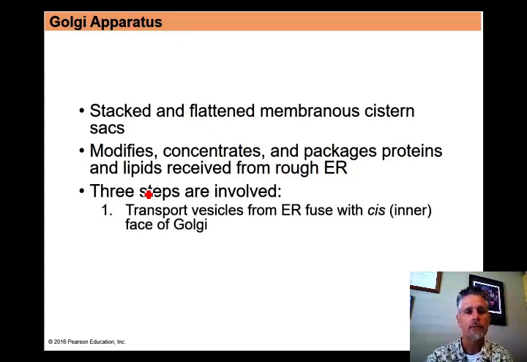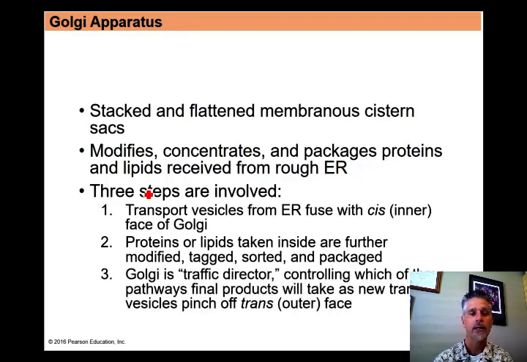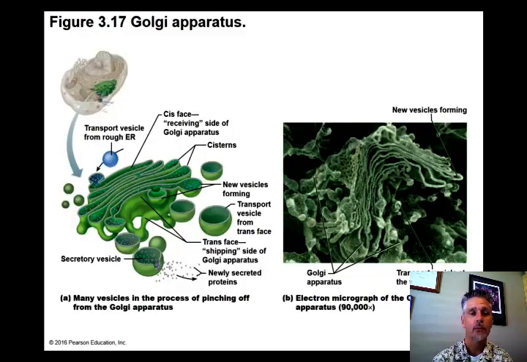So 3 steps involved there. We have these little vesicles that bring the produced proteins from the ER to the Golgi apparatus. Then we do that shining up and sorting them and packaging them, etc. And then we basically move them out to get them to the plasma membrane. And that's what we can see here.